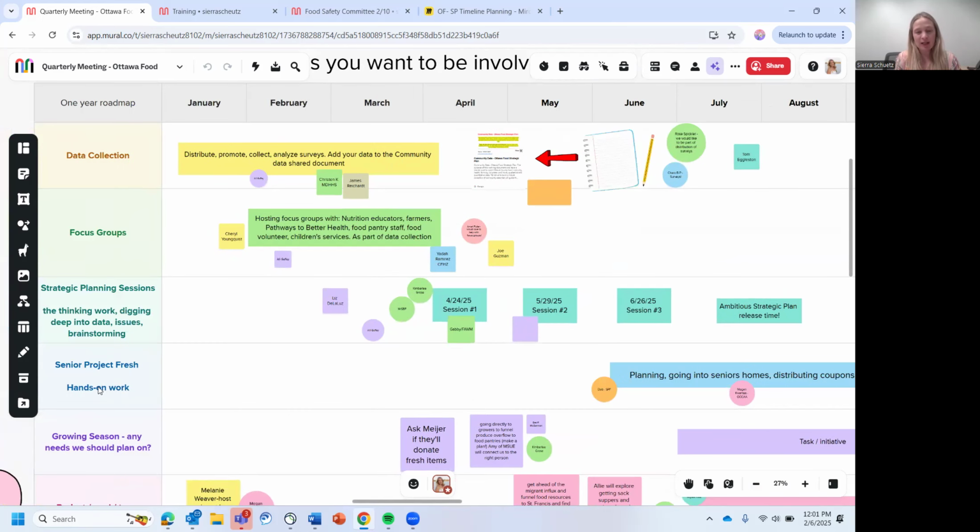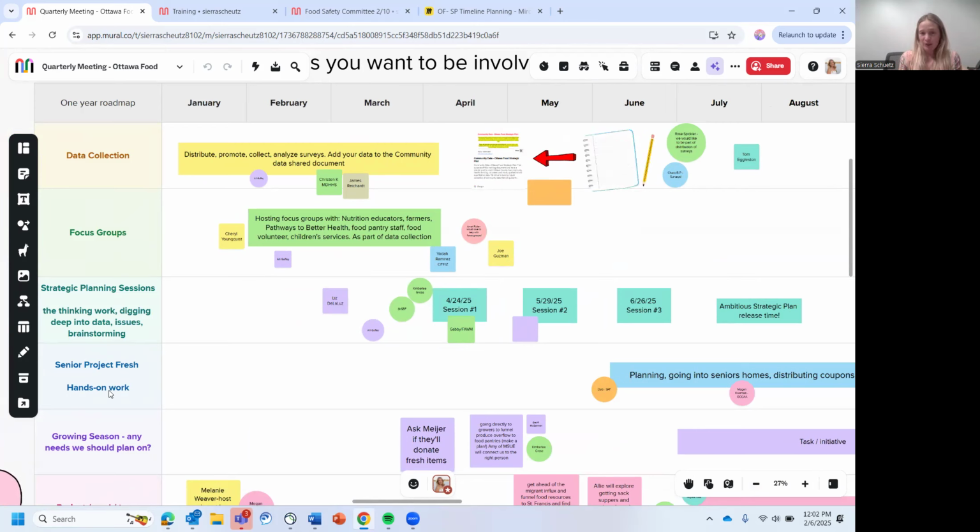Also, here in light blue, we've got the hands-on work of Ottawa Food. I want members to know that there are still some program things happening, even though this year we're really focused on planning. And one of those things is Senior Project Fresh. As a little reminder, this is the state program that gets $25 in coupons to low-income seniors to buy fruits and vegetables at the farmers market.